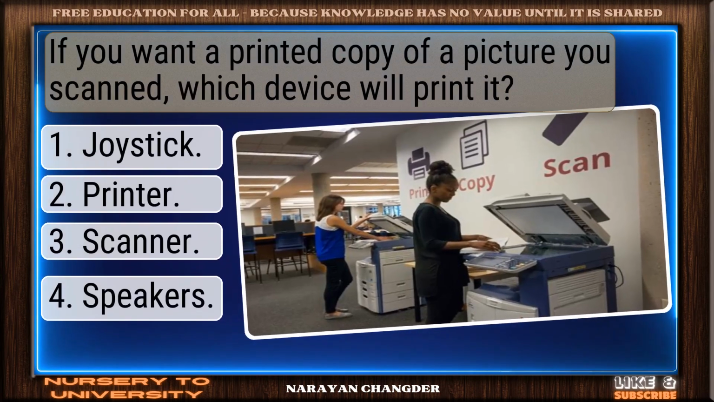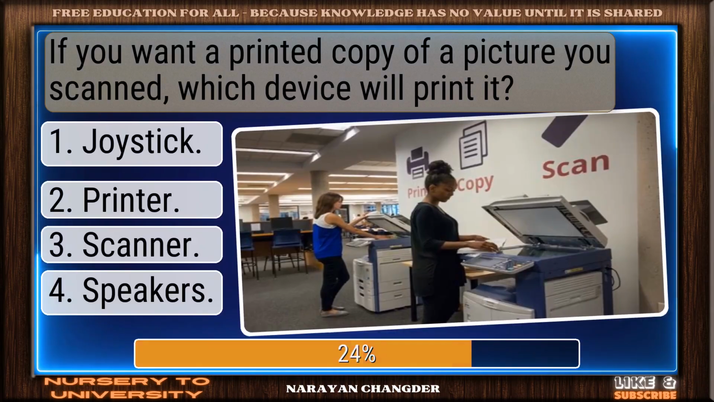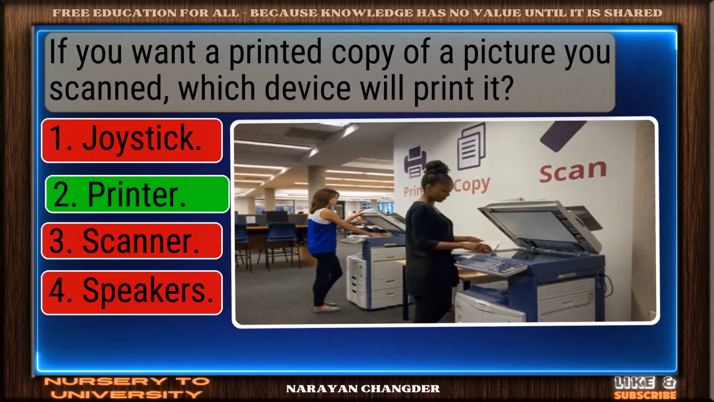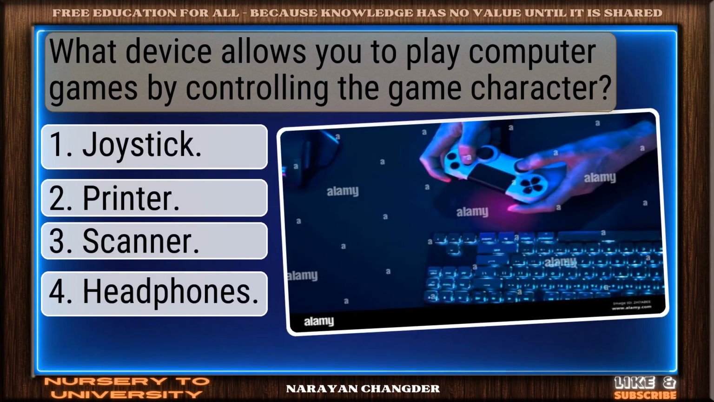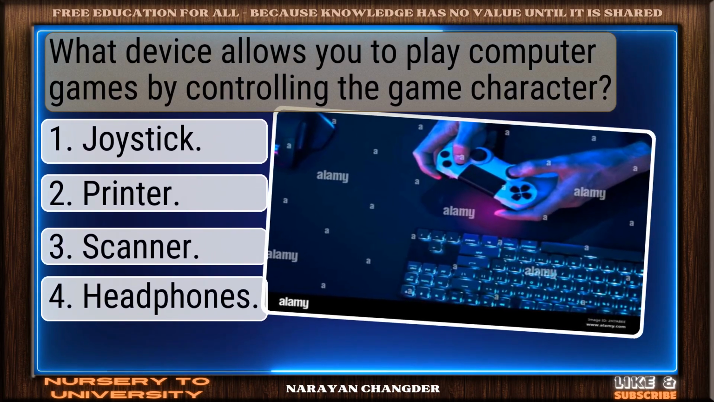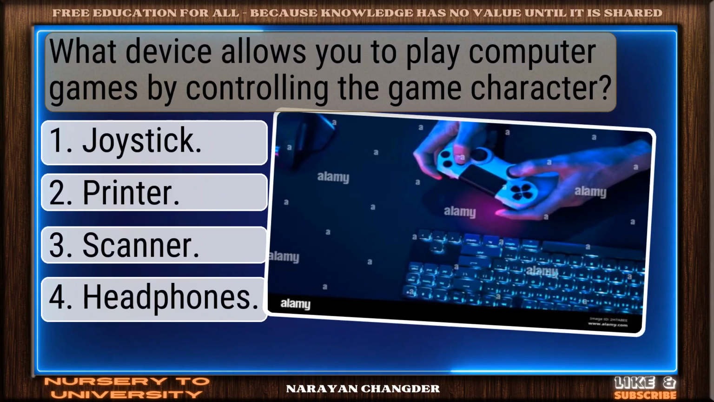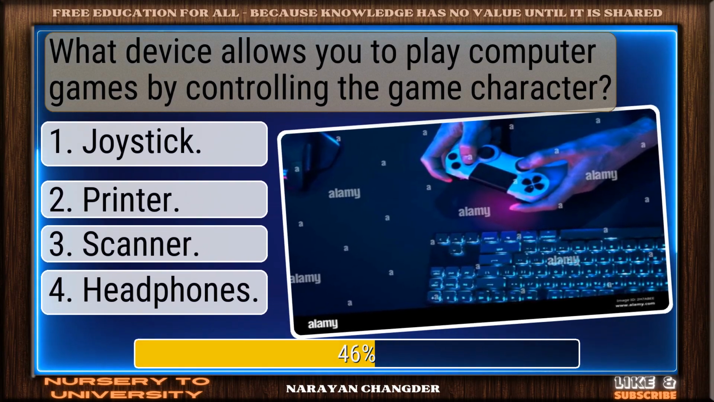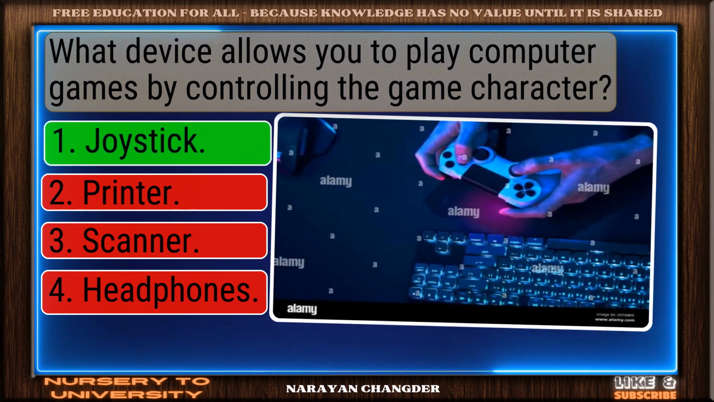If you want a printed copy of a picture you scanned, which device will print it? Well done. Printer is right. What device allows you to play computer games by controlling the game character? Strong choice. Joystick is right.